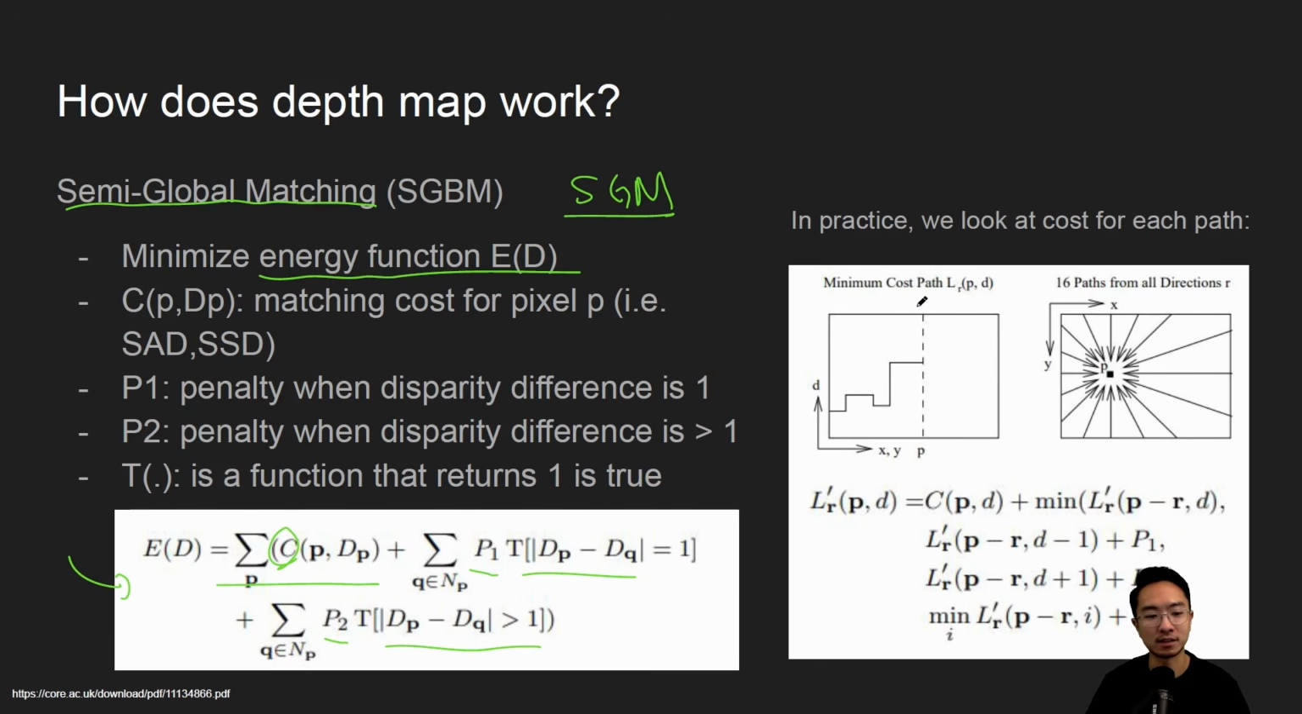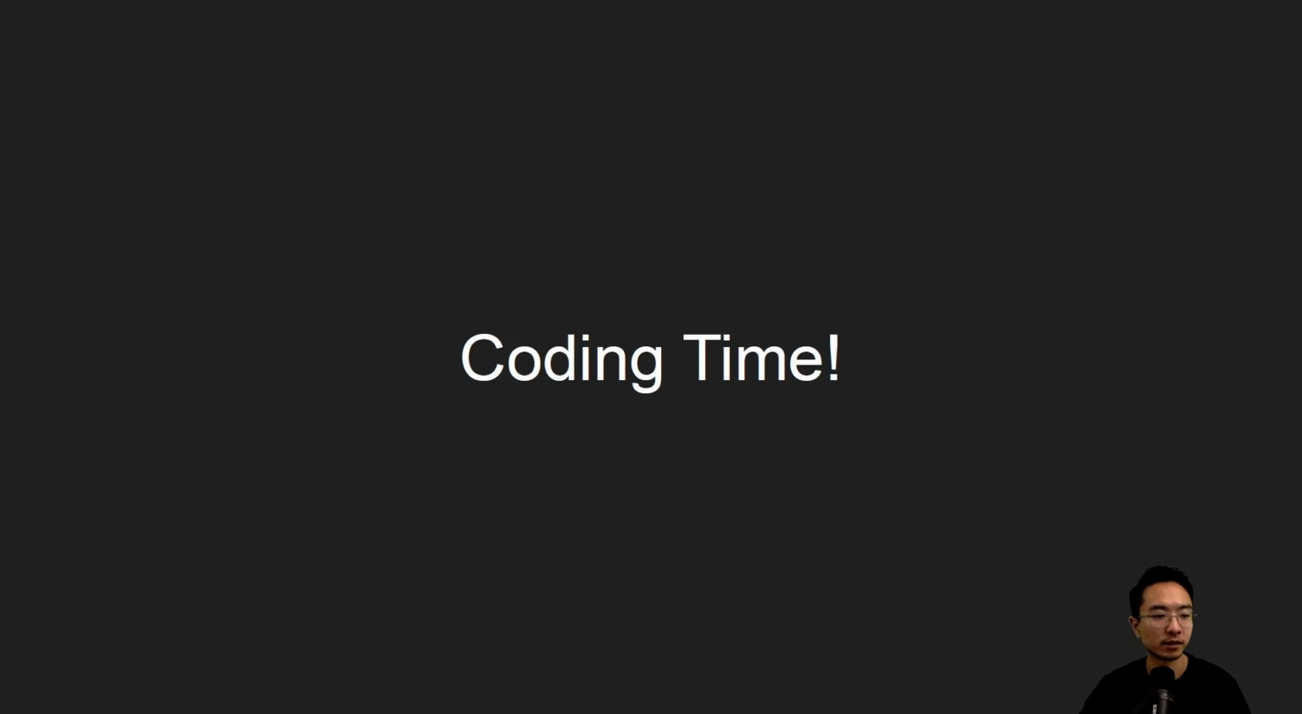And then in practice, to really get this energy or cost function, what we actually do is take 16 paths from all directions, and then we try to find the path that produces the minimum cost. So you will have an equation that looks like this. Essentially, you do this for every pixel inside your image, and you'll find a global minimum, which will represent your disparity match. Okay, there's a lot of math that goes behind this, but this is just a high level overview of what's happening. So let's jump right into the coding.